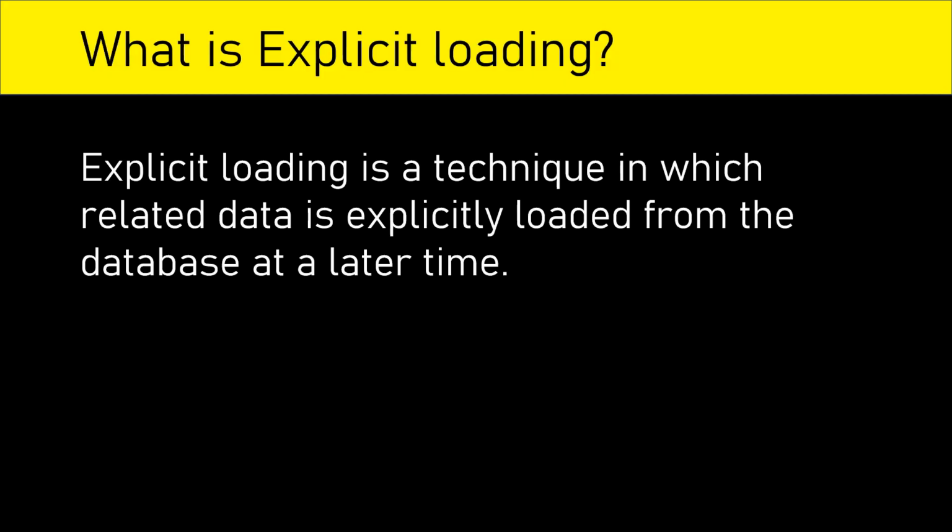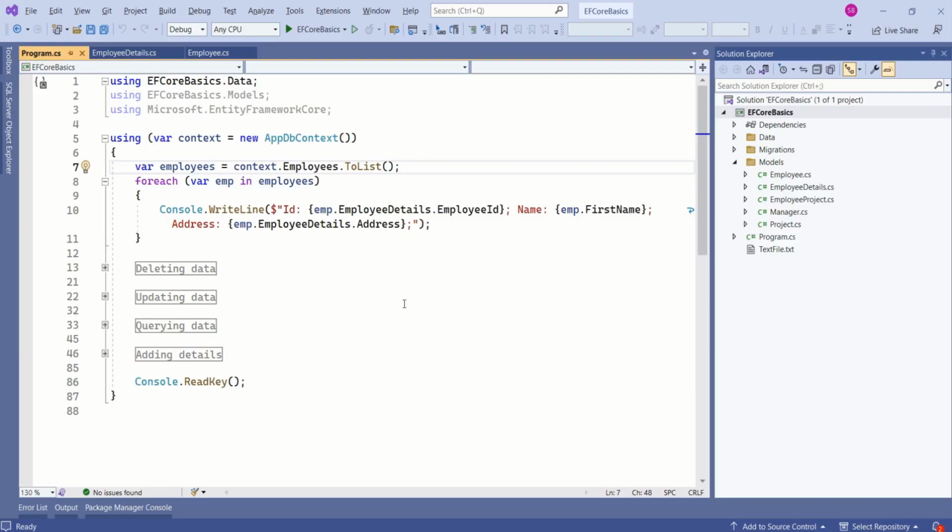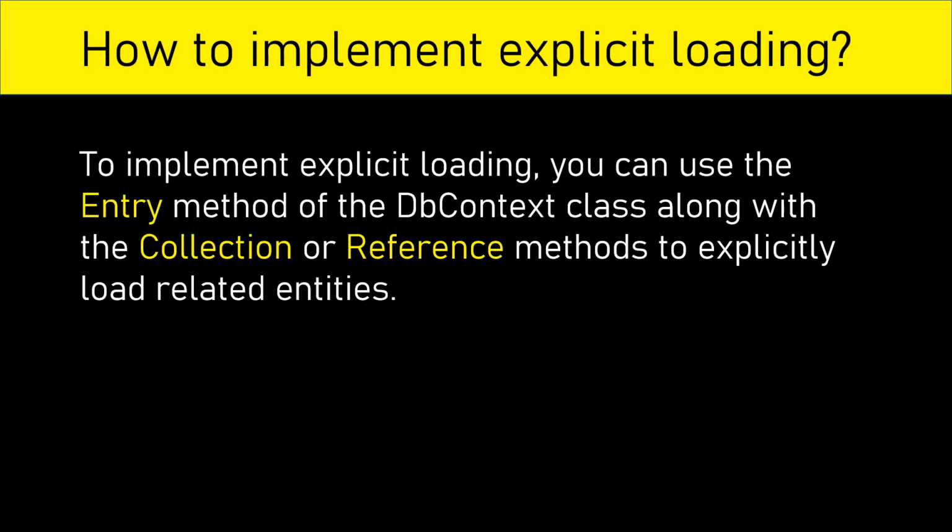So what is explicit loading? Explicit loading is a technique in which related data is explicitly loaded from the database at a later time. That means related data is not loaded along with main data. In our example, here employees is the main entity and employee details is the related entity. To implement explicit loading, you can use the entry method of the DB context class along with the collection or reference methods to explicitly load related entities.